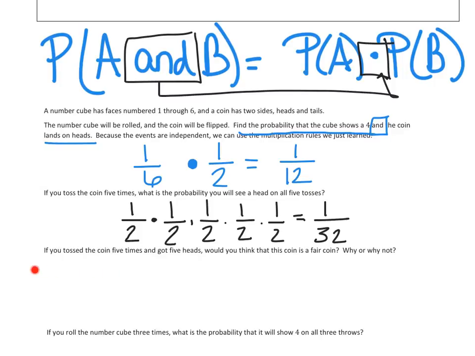So if we were to toss this coin 5 times and got heads every single time, would you think that the coin is a fair coin? Why or why not? I'm thinking most likely not. Go ahead and take a quarter and flip it 5 times. Do you get heads every single time? Probably not. Could it happen? Sure. Is it probably going to happen? Probably not. So I would suspect that this coin is perhaps weighted, since we're repeating heads every time.